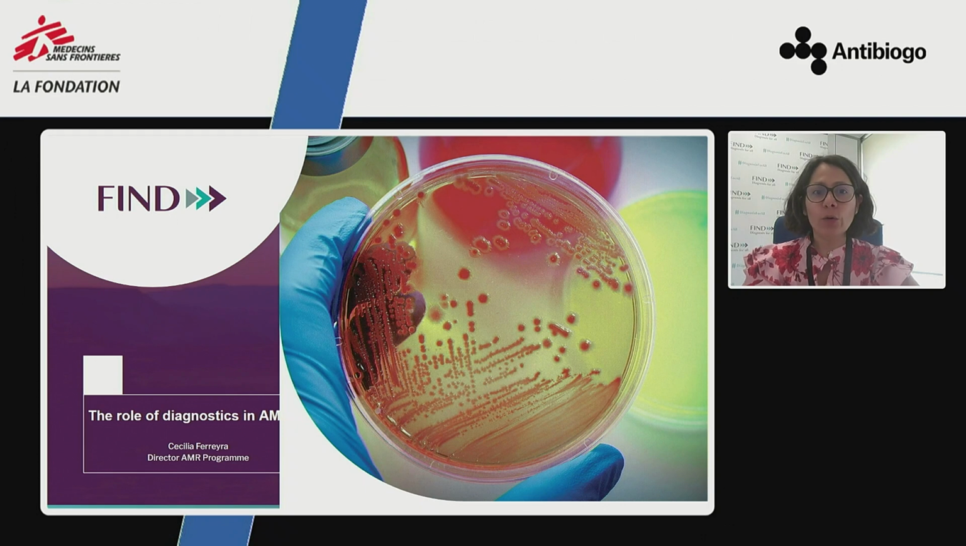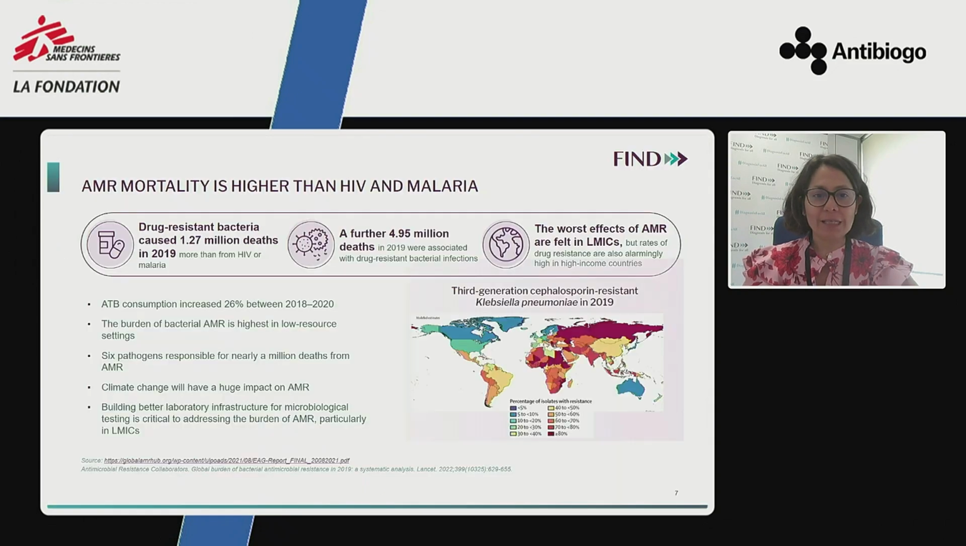So I'm going to walk you in the next few minutes through a bit about the role of diagnostics in AMR. Next slide, please. So I guess you all know that AMR mortality finally has been quantified in the Lancet report in 2019 and has been shown that it's higher than HIV and malaria. Drug-resistant bacteria is causing around 1.3 million deaths per year. And estimations and recent modelings done by the World Bank show that this will increase, and it will have a catastrophic effect on worldwide economies.